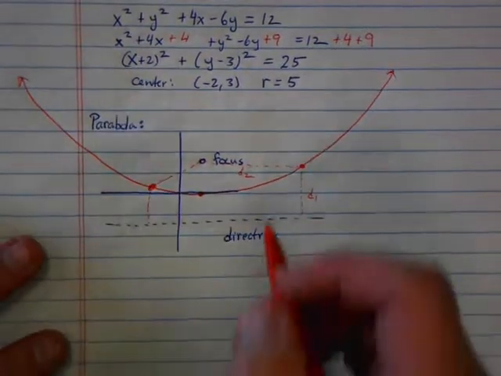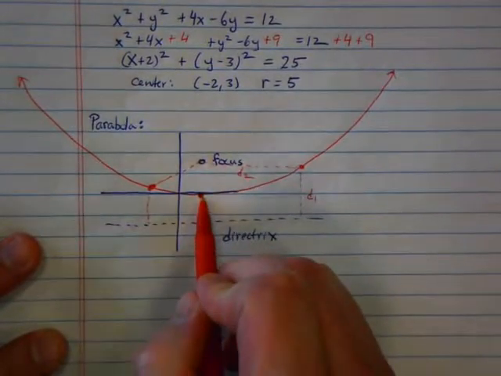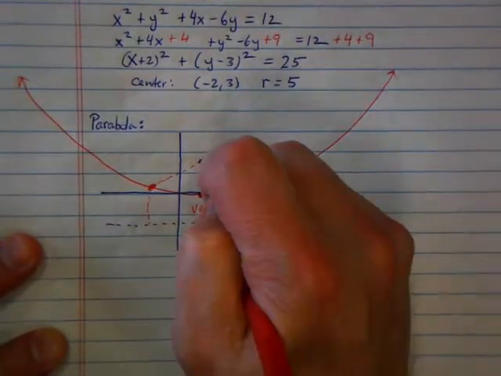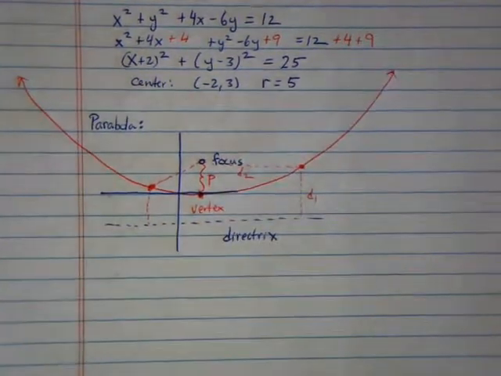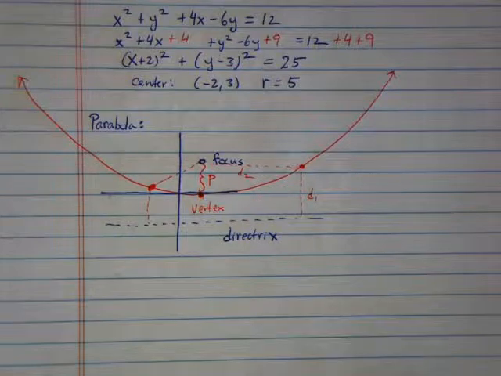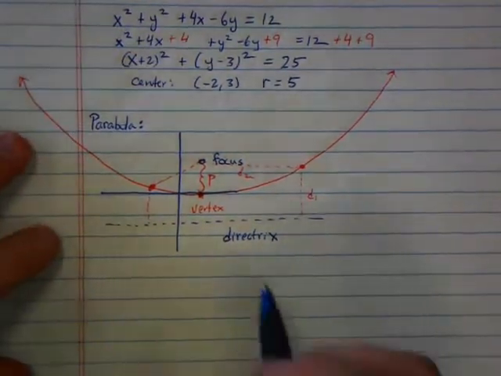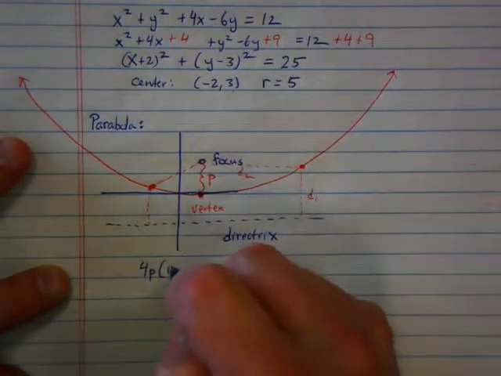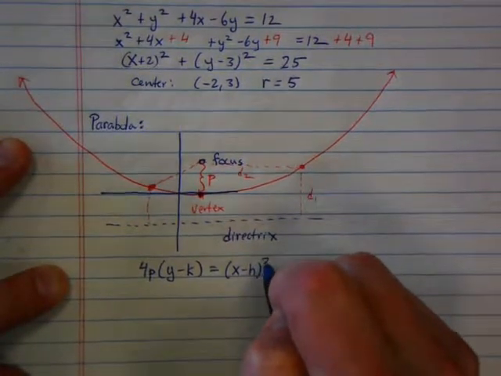All right, this distance from the focus to this point right here, what's this point called? This one's called the vertex. This distance from the focus to the vertex is traditionally called P. A parabola that opens up or down like that has the formula 4p times (y minus k) equals (x minus h) squared.